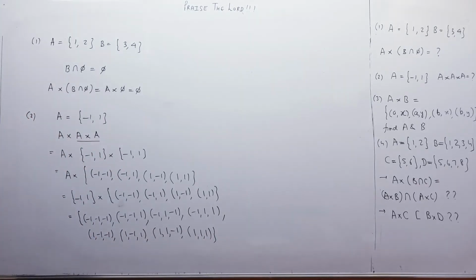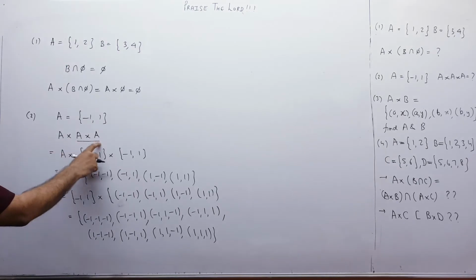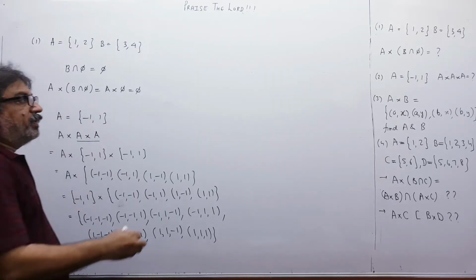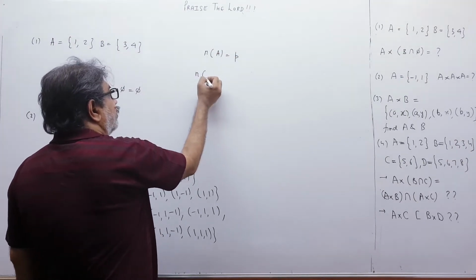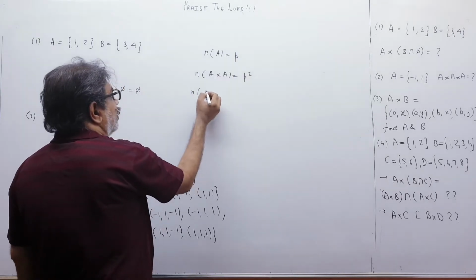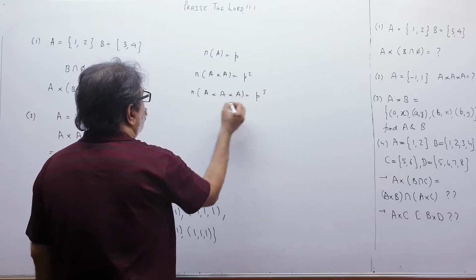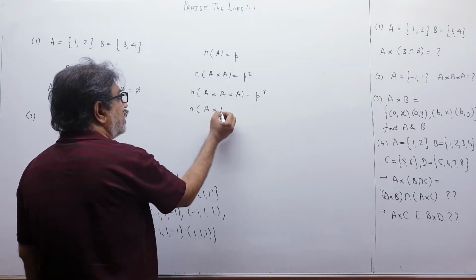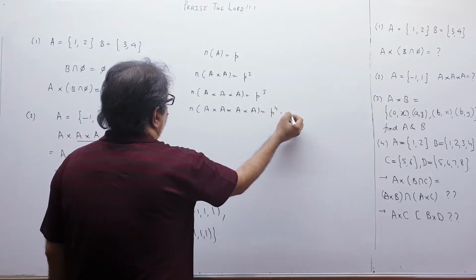How many elements? 8 elements, because there were 2 elements in A. So A cross A cross A will contain 2 cube, 2 elements, 2 elements, 2 elements. So 8 it will become. So please remember, if the number of elements in A is P, then the number of elements in A cross A will be P square. The number of elements in A cross A cross A will become P cube. The number of elements in A cross A cross A cross A will become P to the power 4 and so on.